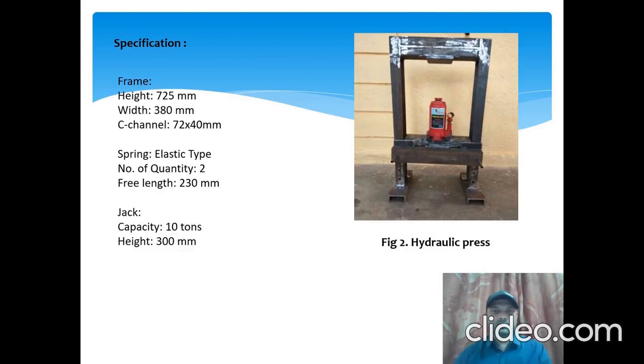These are the specifications of the hydraulic press shown in the figure. Height is 725 mm, width is 380 mm, C channel is 72 into 40 mm, spring elastic type, quantity 2, free length 230 mm. The jack used in this press has a capacity of 10 tons, and the height is 300 mm.